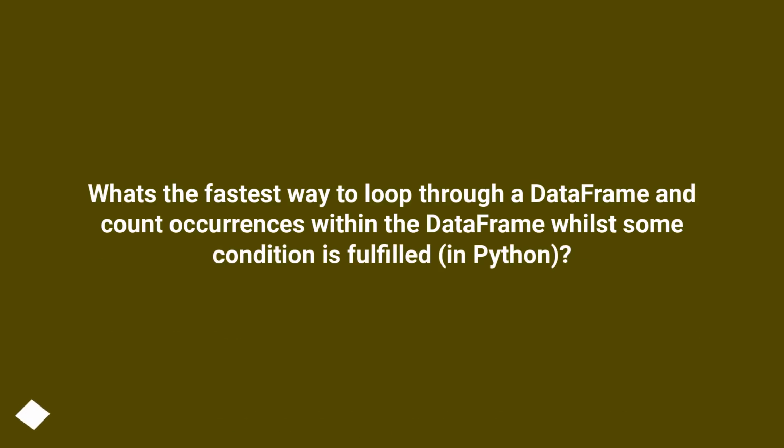What's the fastest way to loop through a data frame and count occurrences within the data frame whilst some condition is fulfilled, in Python? I have a data frame with two Boolean fields, as below.